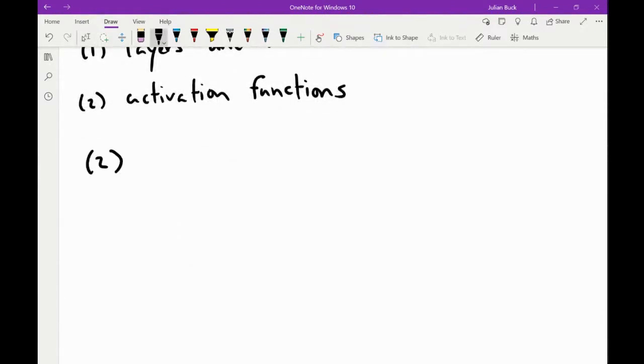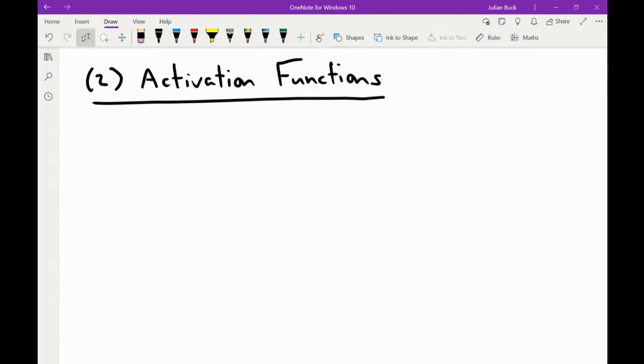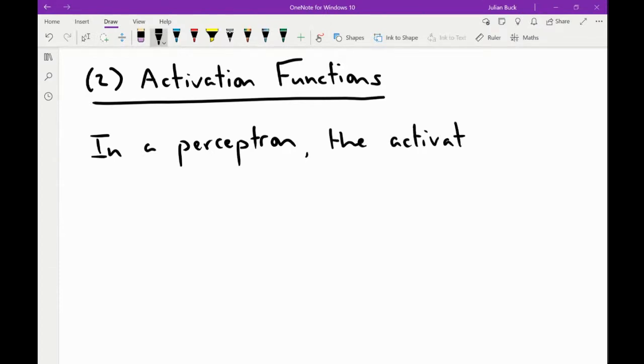So last time we talked about layers and nodes, and today we're going to spend the whole day talking about activation functions. There's much more to say here than there was about the layers and nodes part, because there's lots of choices that can be made. All right, so in a perceptron, the basic building block of a neural network, the activation function plays two roles, and it does them at the same time.